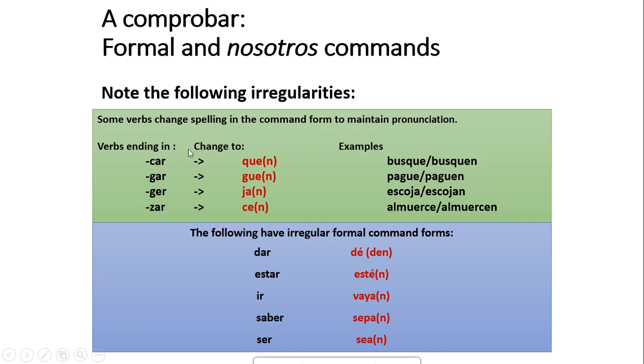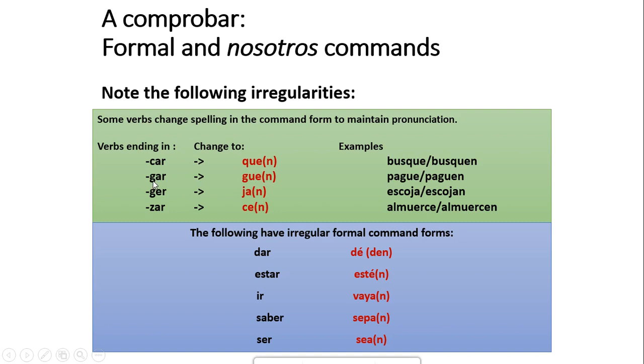There are some spelling changes for any verb that ends in car, gar, zar, and also ger, if you happen to see that. So in this case, the C is going to become QU. Buscar is an infinitivo, so the yo form would be busco. I'm going to drop the O, change the C to QU, and then add the opposite vowel. And that's where I get busque, busquen.